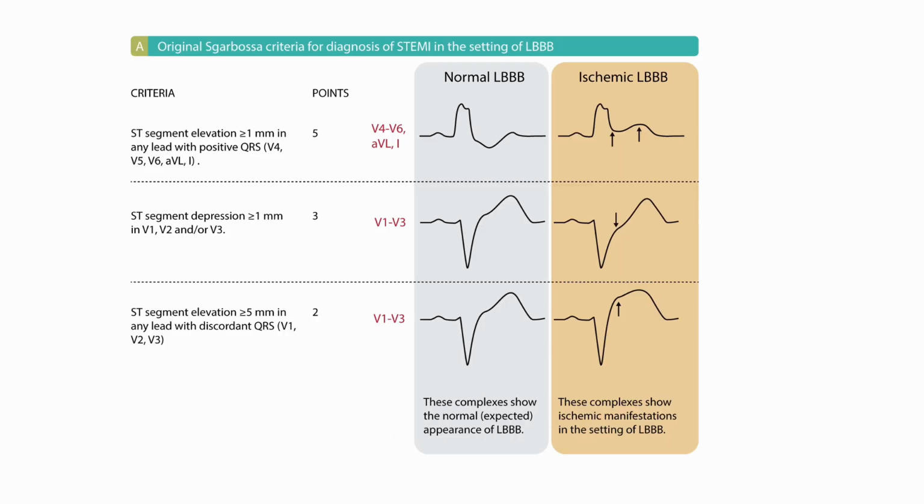This is Sgarbossa criteria for a left bundle branch block. There are modified versions available, so have a look at it, and it's not that difficult to understand. If you see ST elevations in V5, V6, that is a STEMI equivalent. If you see ST elevation in V1, V2 more than 5, that is a STEMI equivalent. If you see ST depression in V1, V2, V3, that is a STEMI equivalent.